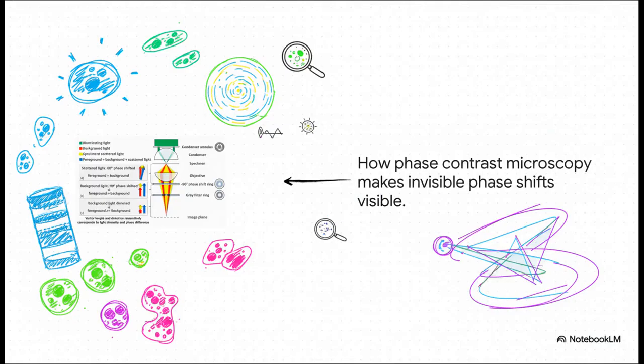So how does this magic trick work? Well, it's a really clever two-part system for manipulating light. First, a special ring shapes the light before it even hits the cell. Then, after the light passes through the cell, a second special ring does something amazing. It slows down the background light, just enough so that it falls back in sync with the light that got slowed down by the cell. And by doing that, bam, it converts those invisible phase shifts into visible differences in brightness. All of a sudden, the hidden structures of the cell just pop right into view.